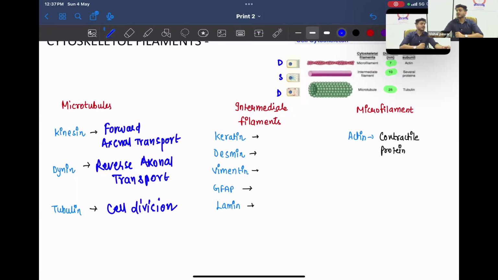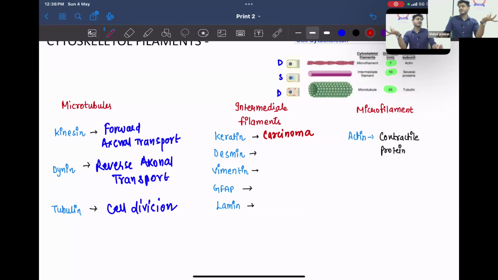What are these intermediate filaments? They are going to be static filaments. So we are having what? Keratin, desmin, vimentin, GFAP, or lamin. Keratin will be more in the skin, right? So anytime you can have cancer, what is going to happen? You will be having an increase in these markers. They can be used as a marker. So keratin is a marker for skin cancer, and for any tumor which is epithelial in origin.